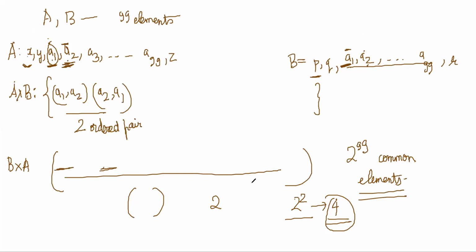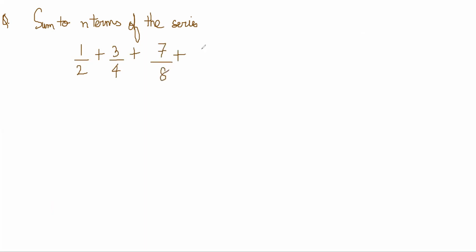Okay. The second one is sum to n terms of this series. Question is: sum to n terms of the series 1 by 2 plus 3 by 4 plus 7 by 8 plus 15 by 16 and so on till n terms.